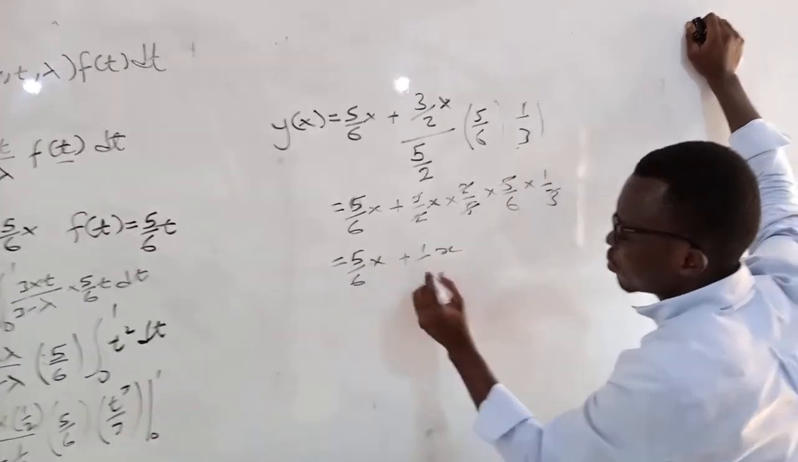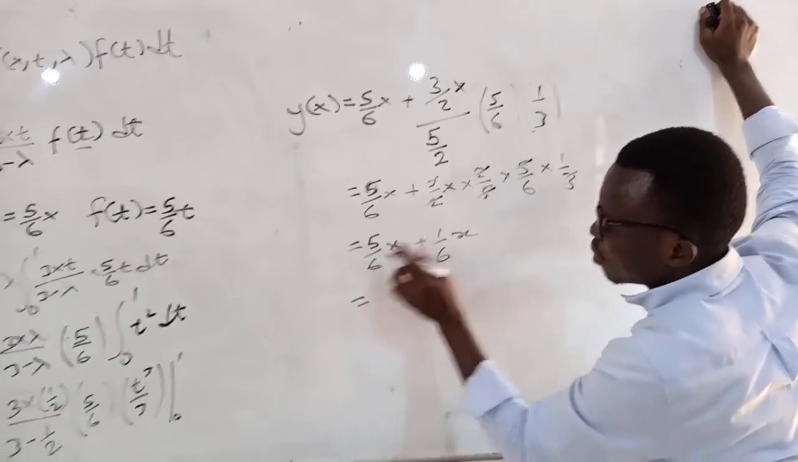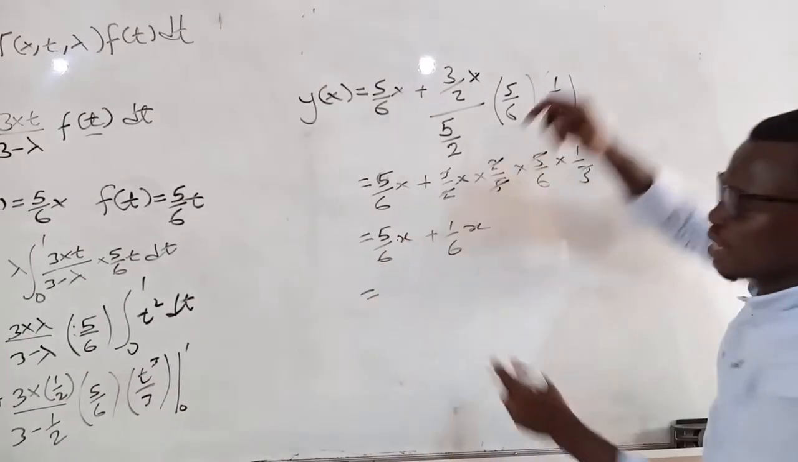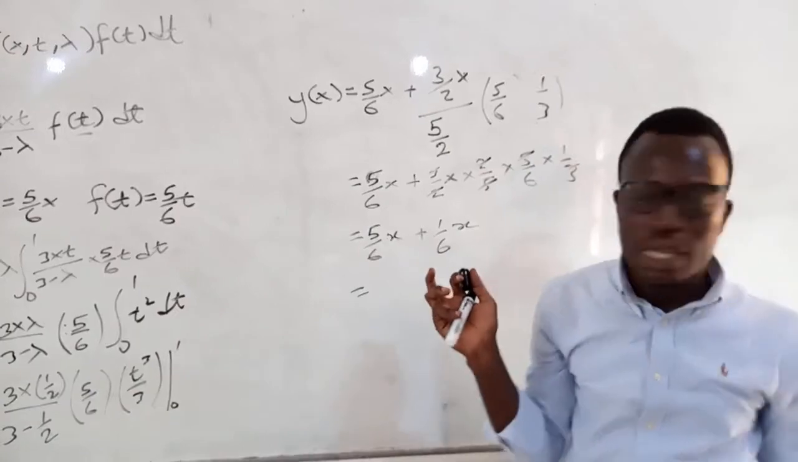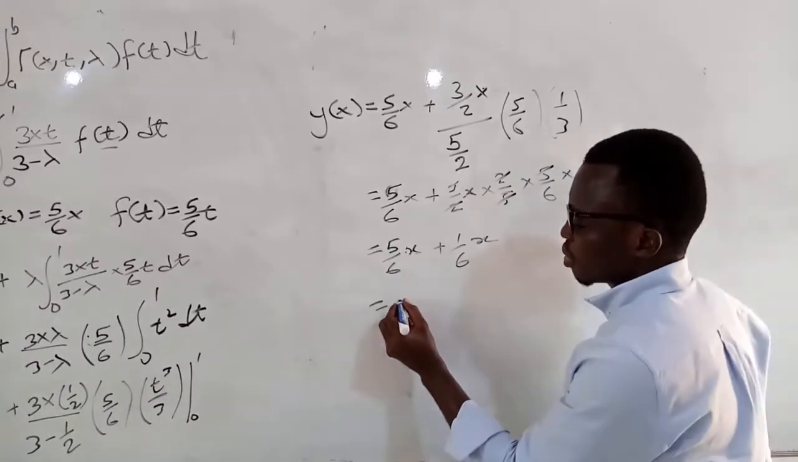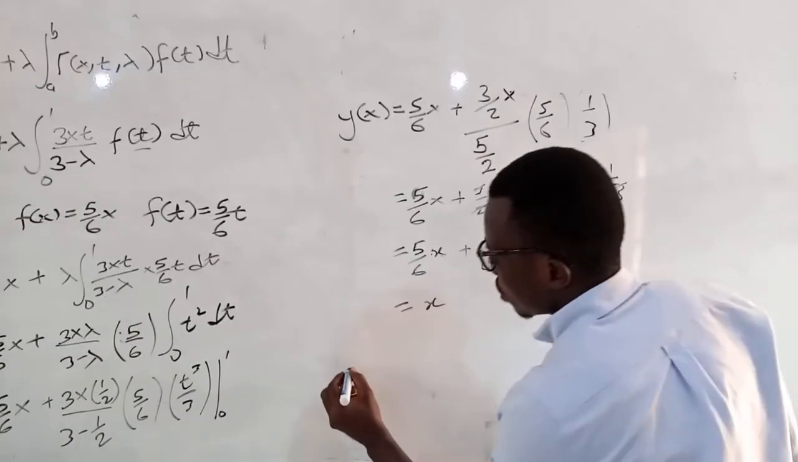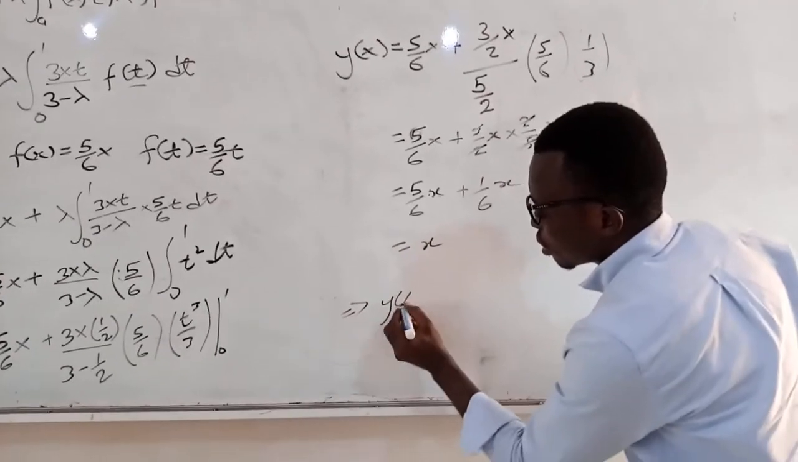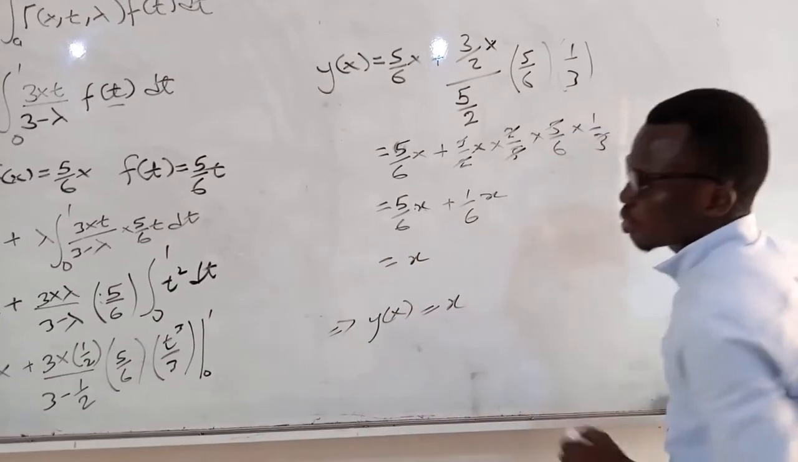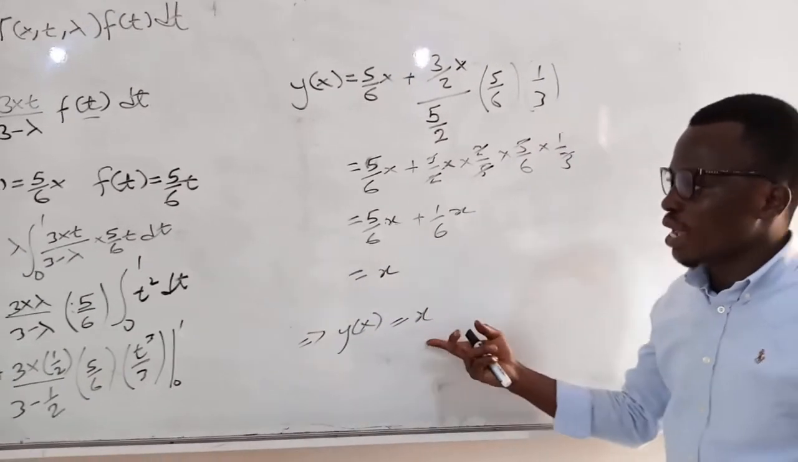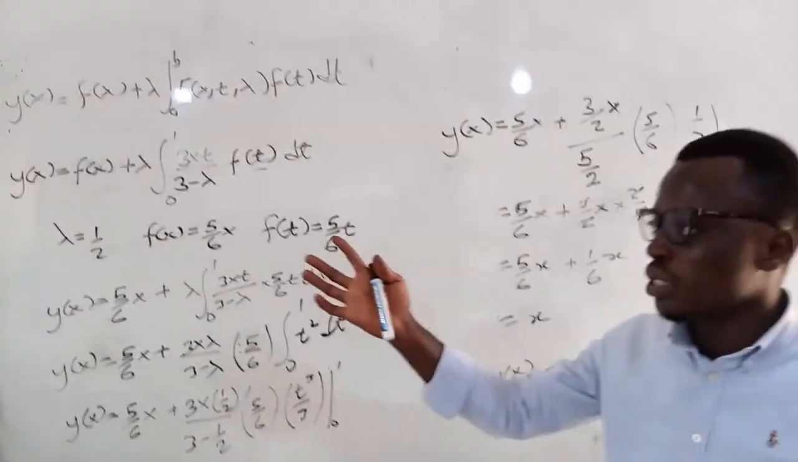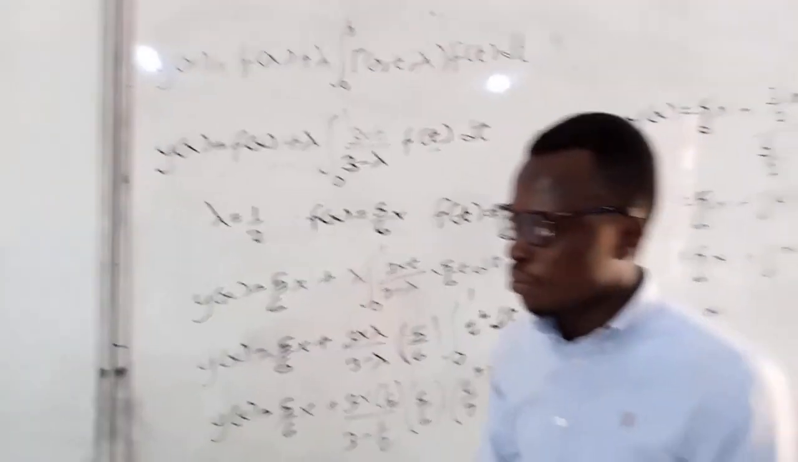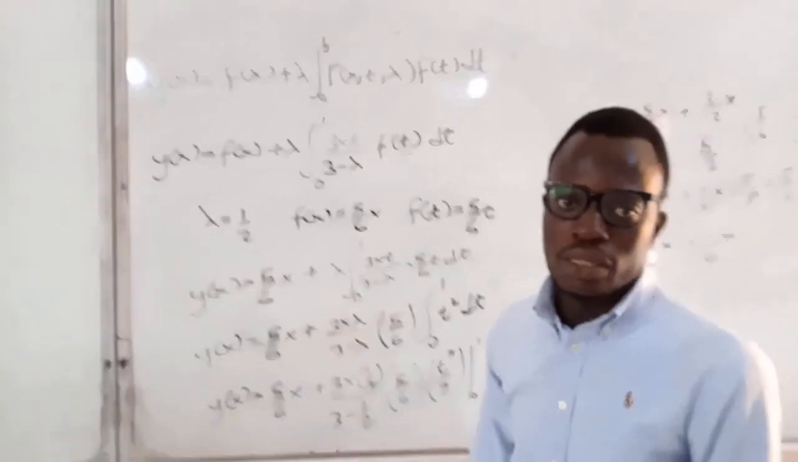So if you add these, you're going to get 5/6 s plus 1/6 s, which gives s, which means that the solution is y of s equal to s, the solution to the Fredholm integral equation given in the question. So this is the end of this session.